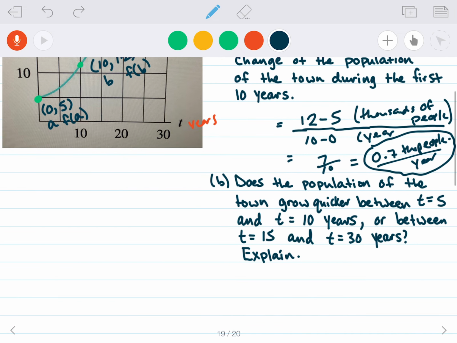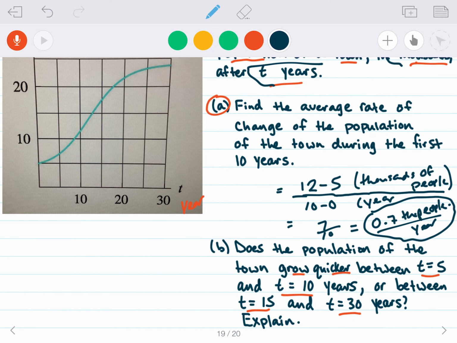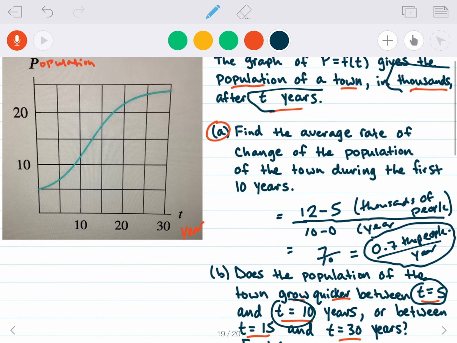All right, does the population of the town grow quicker between year 5 and year 10 or between year 15 and year 30? And explain. So let's just take a gander at the graph, just like an eyeball. Let's see what happens with the steepness of this line segment. So the first line segment that we're concerned with is t equals 5 and t equals 10. So that is going to be right here. So this is t equals 5 and this is t equals 10. That's that line segment. And we can just connect the dots if we want to, like that.